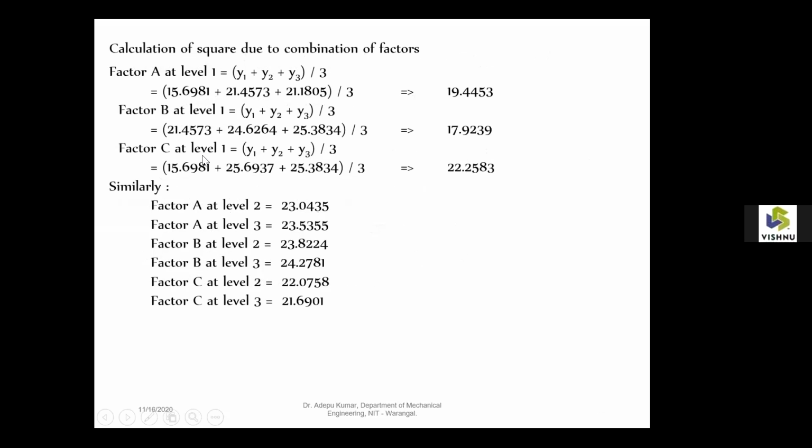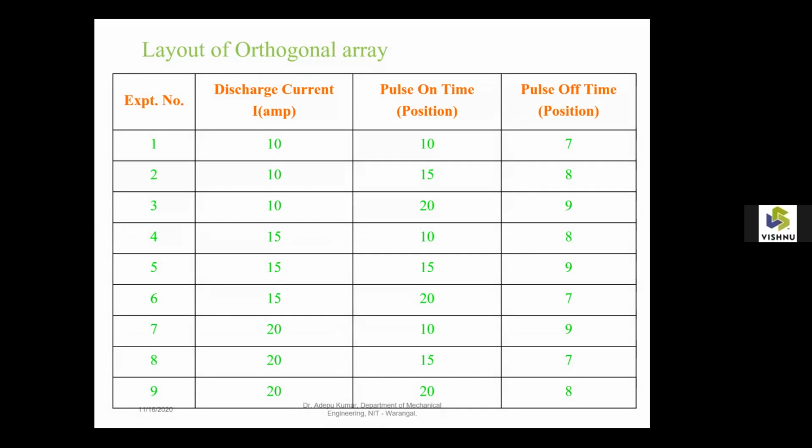Like this, you can also separate, because every layout is orthogonal in nature. You can separate into level 1, level 2, level 3. A at level 1 is y1 plus y2 plus y3 by 3. I am taking this just to go back to the table.